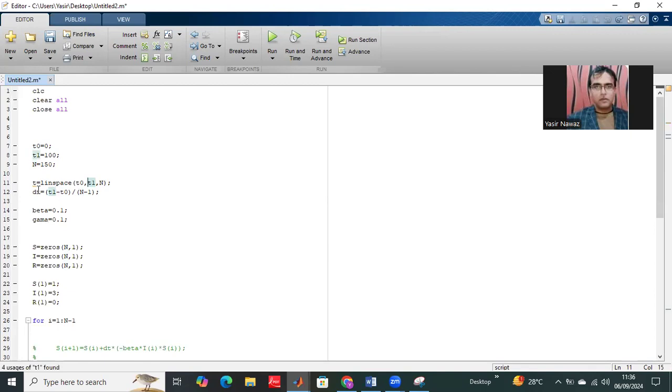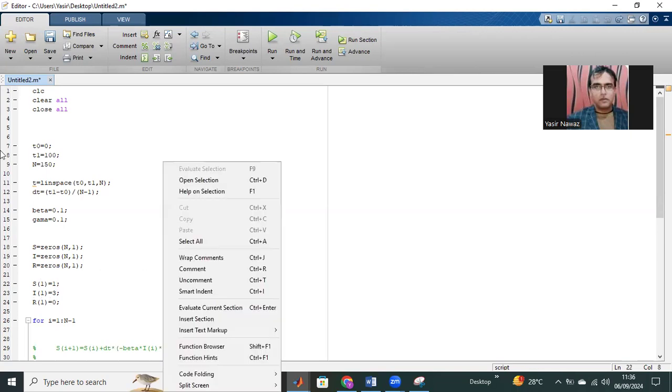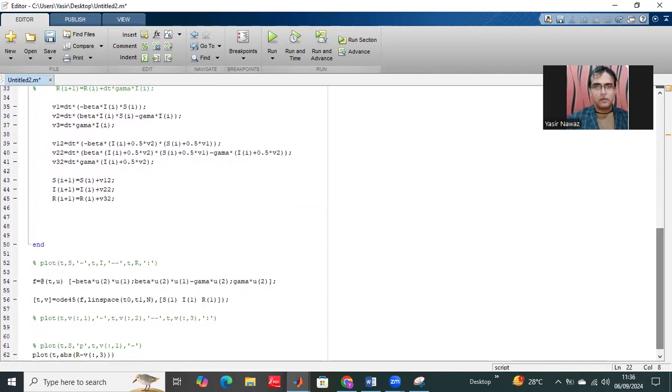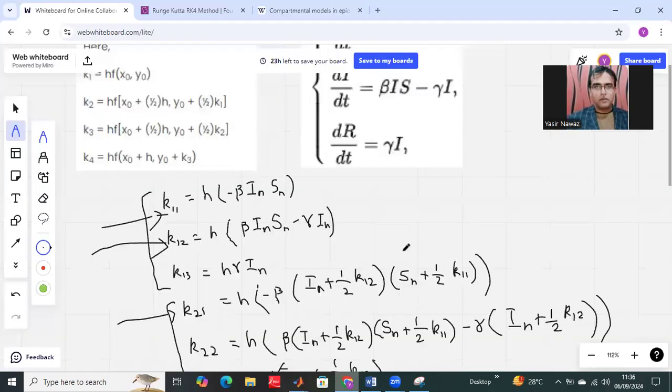And then dt is the step size. These are the values of the parameters beta and gamma. Then S, I, and R are the dependent variables. And here these are the initial conditions: S1 is 1, I1 is 3, R1 is 0. Now I will move to the first stage of the Runge-Kutta method.